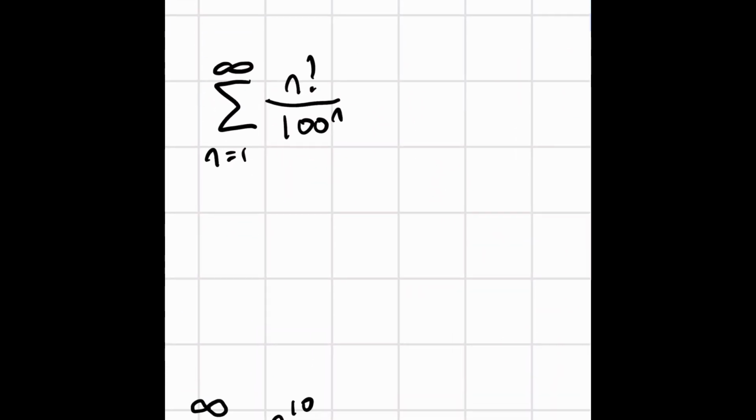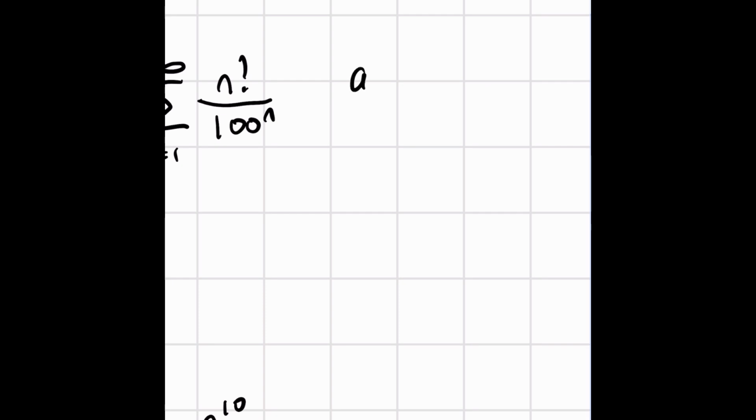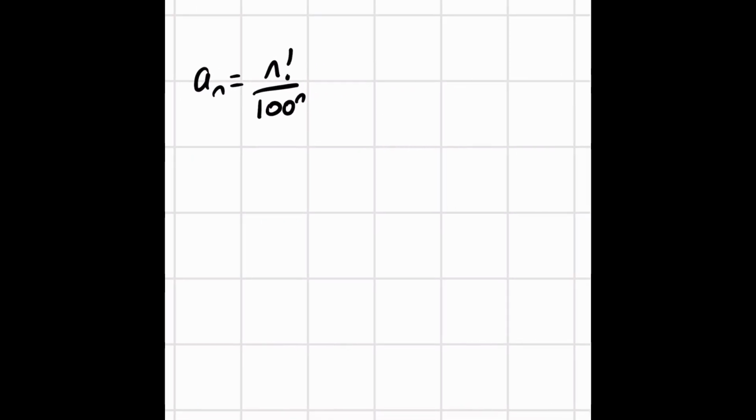Starting with this first problem, we see a factorial, and we know that the only real way to get a factorial to cancel is to use the ratio test. So let's try that approach. The nth term is n factorial over 100 to the n. So the n plus 1 term is n plus 1 factorial over 100 to the n plus 1. Again, just replacing wherever we see n with n plus 1.